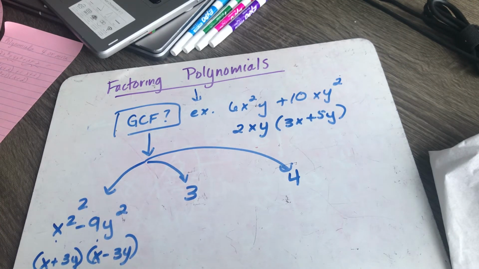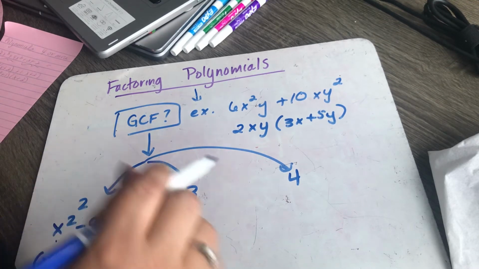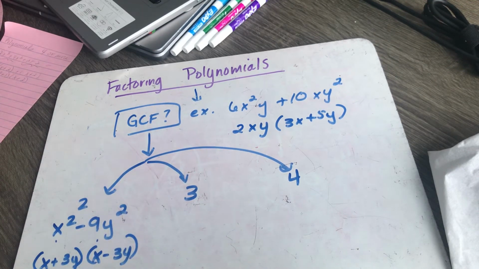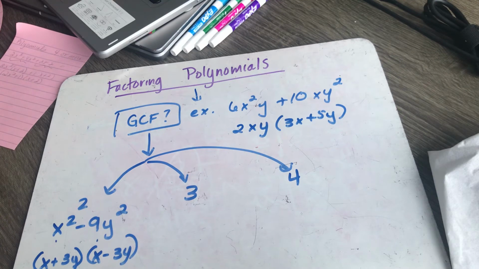If we're talking about a trinomial, then we have a couple questions to ask. First of all, is it a perfect square trinomial? If yes, then I need to factor it into a minus b squared or a plus b squared. If no, then I need to see if I can factor the trinomial. If yes, I need to factor it. If no, then it's unfactorable. So let's do an example of a trinomial.